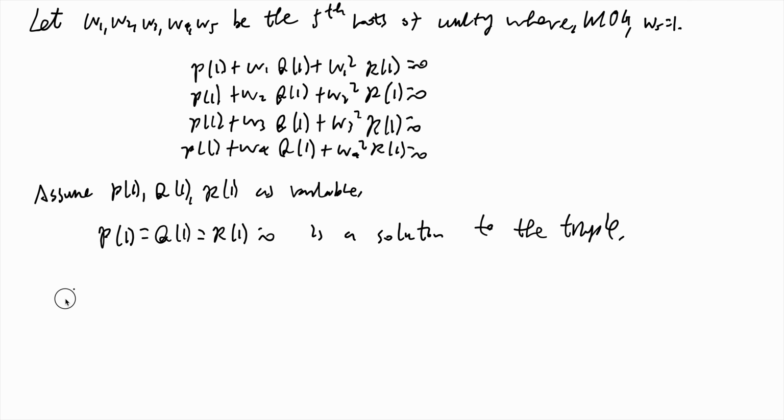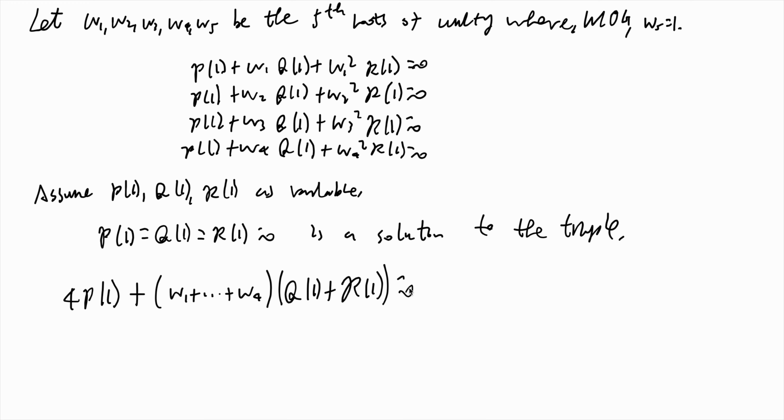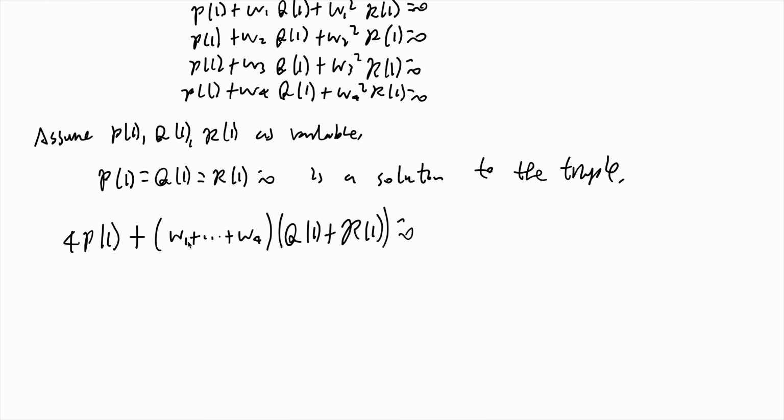Adding them, we have 4 times P of 1 plus omega sub 1 times Q of 1 plus R of 1 equals 0. And what is this? This is negative 1. That's because the sum including omega sub 5 equals 0, but omega sub 5 is equal to 1, so it's negative 1. Therefore, 4 P of 1 equals Q of 1 plus R of 1.